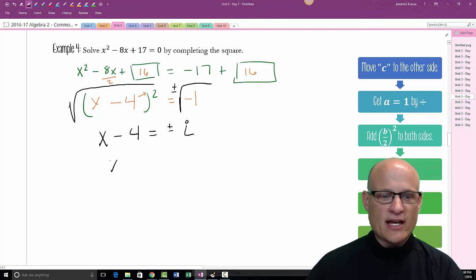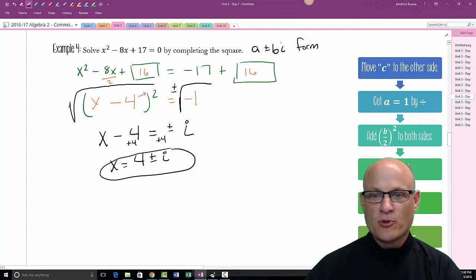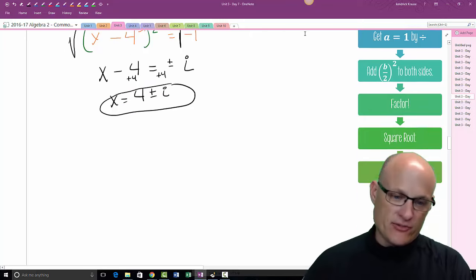So my answer is x equals 4, because I'm going to add 4. Always put the number in front. So I'm going to get 4 plus or minus i. This is what's called, and actually the directions should say this, a plus or minus bi form. When you put the real number first, the a represents the real number, and this represents the imaginary part. Okay? All right, let's just keep going.